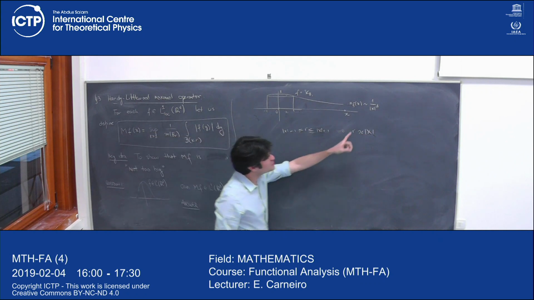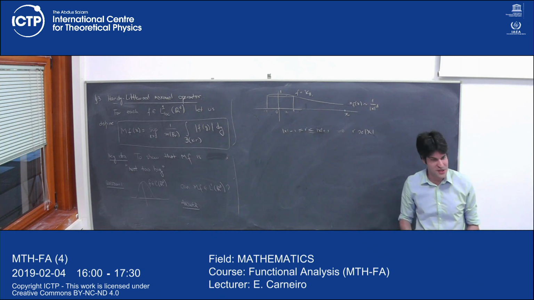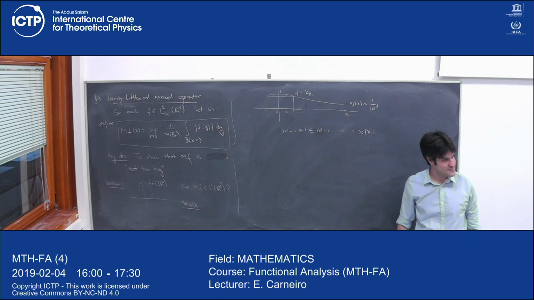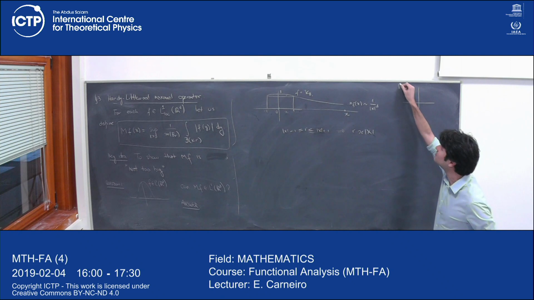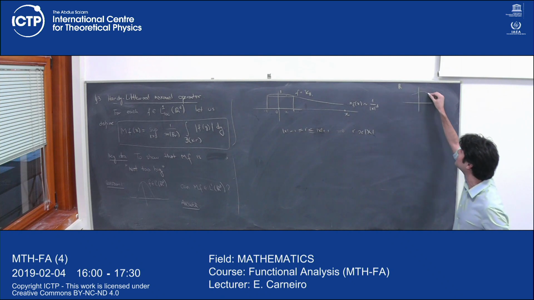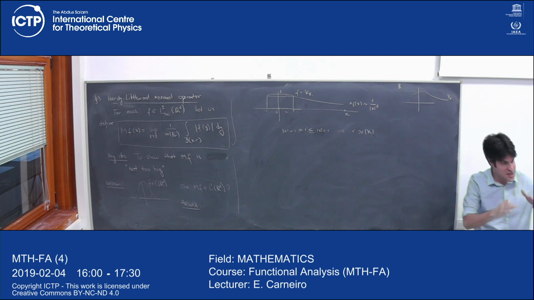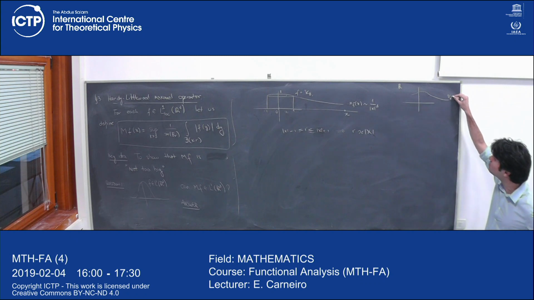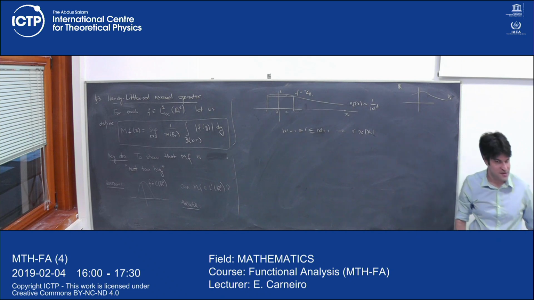Now, you see that this function, 1 over x to the d, is one prototype of an interesting function. This function 1 over x to the d is not integrable in Rd. So keep this in mind. When you are working on R, a function that decays like 1 over x is not integrable. It's almost integrable. To be integrable on R, you need x to the 1 plus epsilon at infinity. But 1 over x does not integrate.